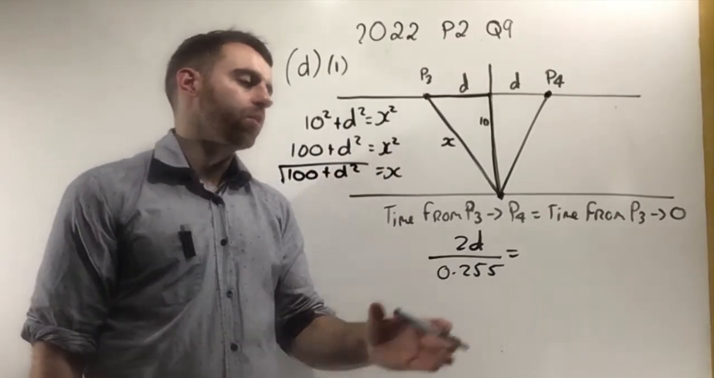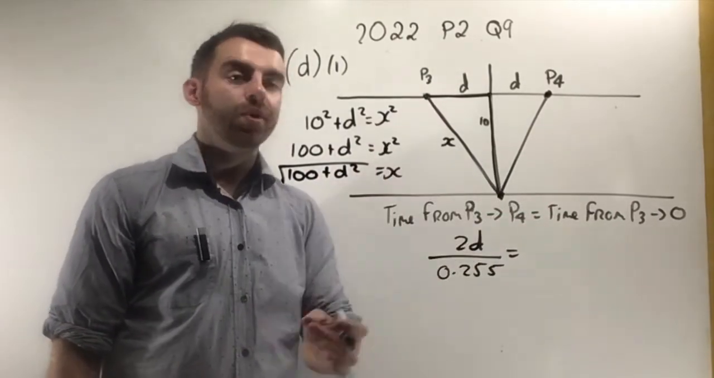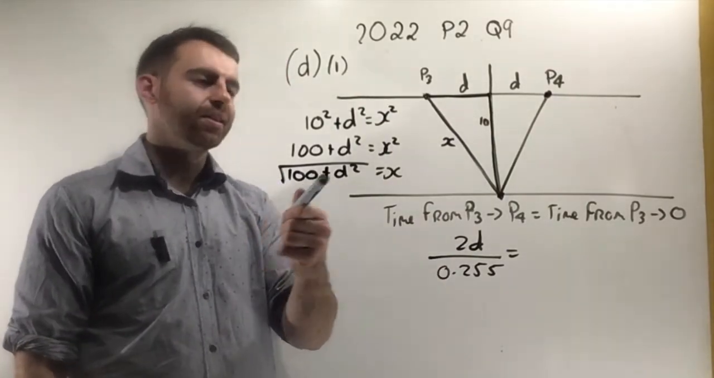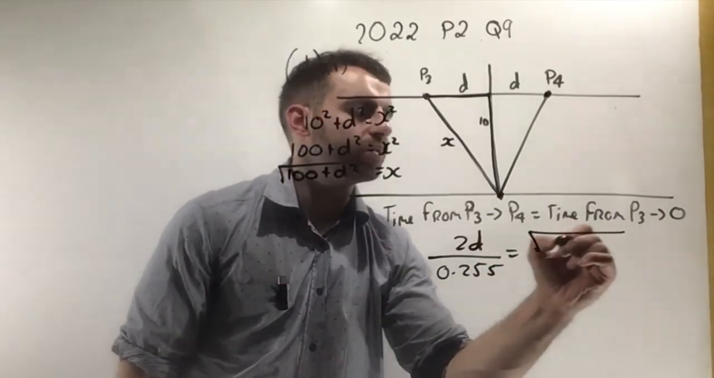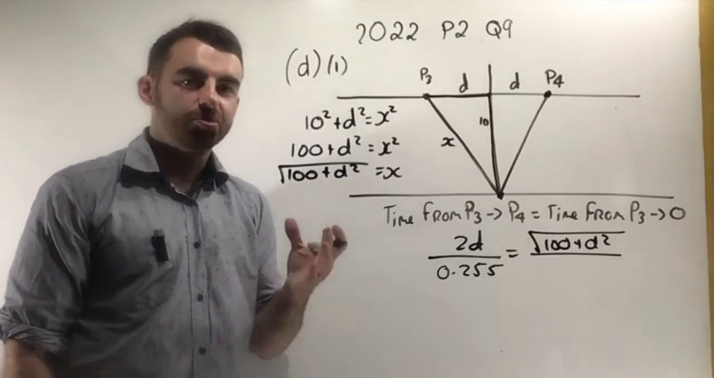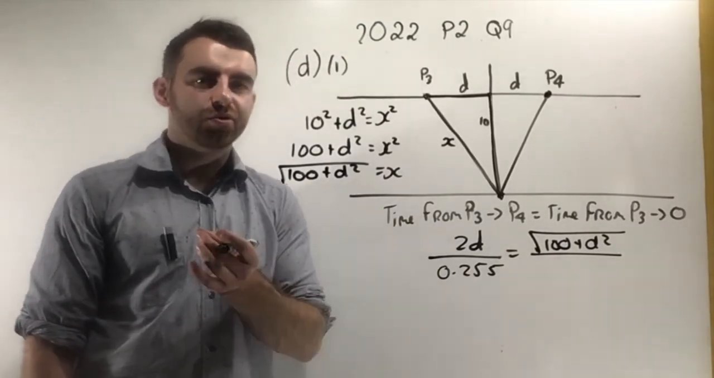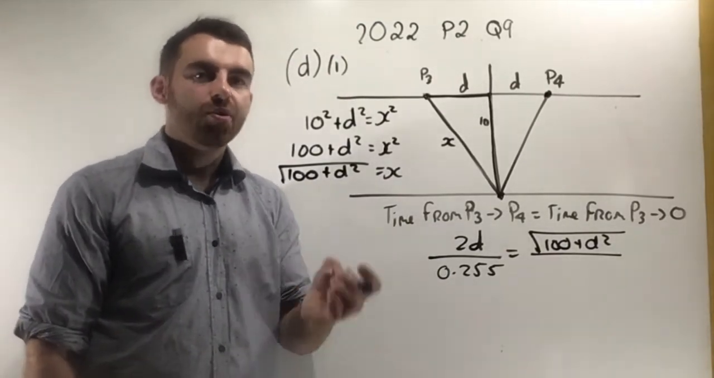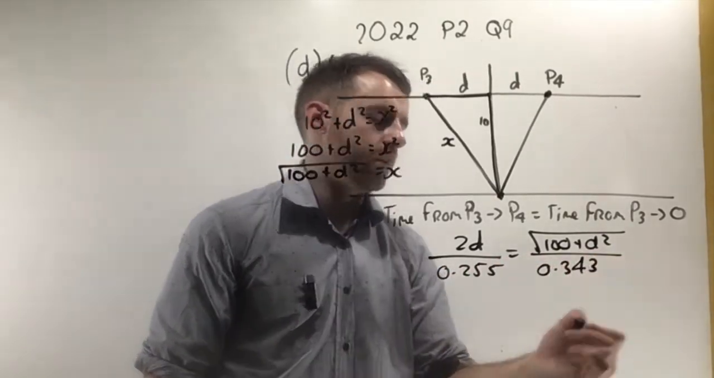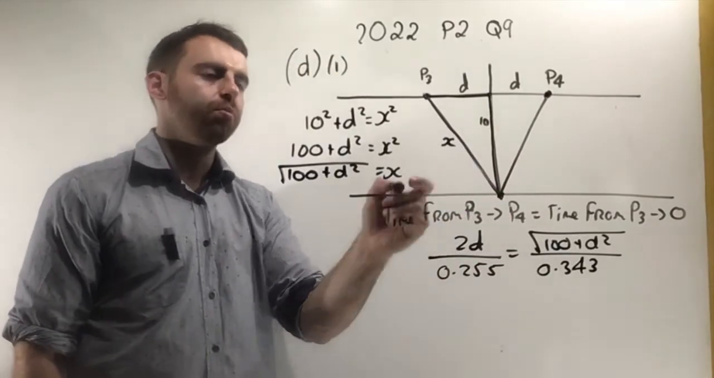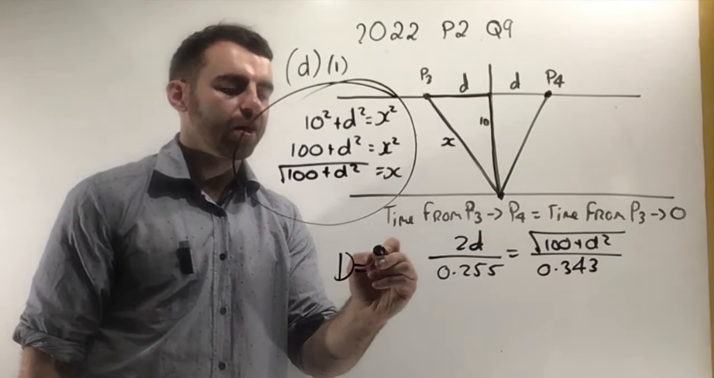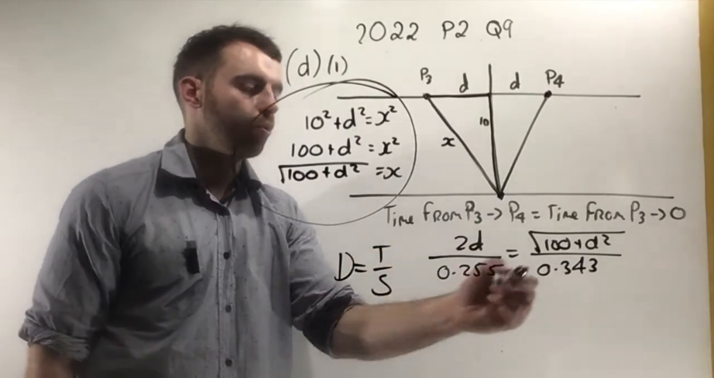As we said a moment ago, the time from P3 to O is distance divided by speed. So the distance in this case is simply x, or in other words, it's the square root of 100 plus d squared, divided by the speed of sound, and the speed of sound is 343 meters per second. We divide that by 1,000 and we get 0.343. And that's where it comes from. You can mathematically show your work there, and if you write down that time is distance over speed, you can show where that's coming from.